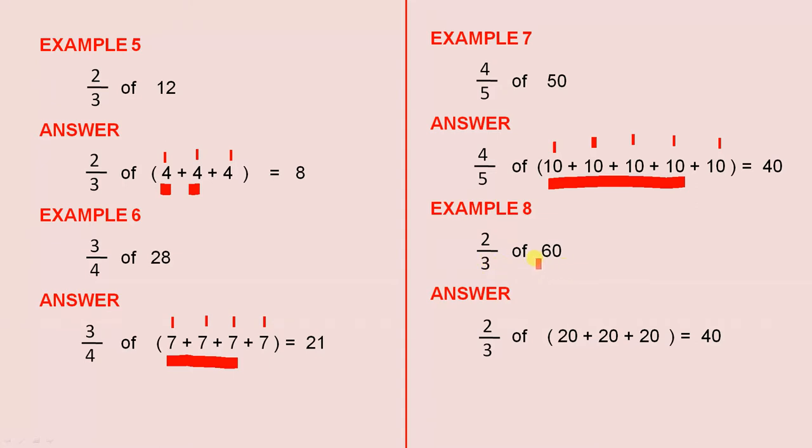2/3 of 60. The 3 tells us that the 60 is divided into three groups. The 2 tells us we are interested in two of those groups. 20 plus 20 is 40. So 2/3 of 60 equals 40.